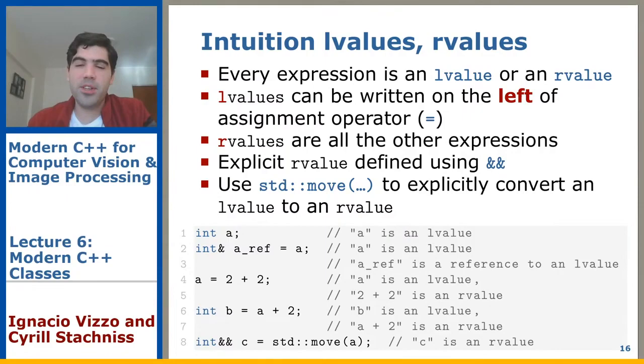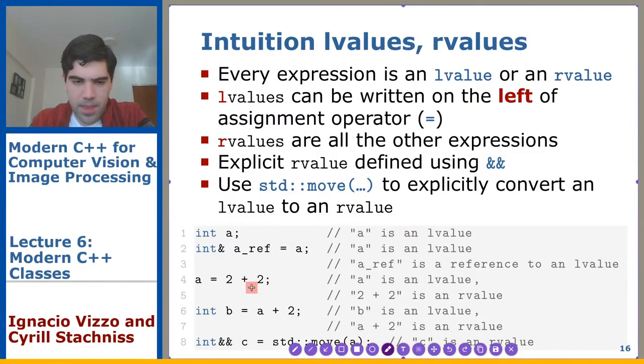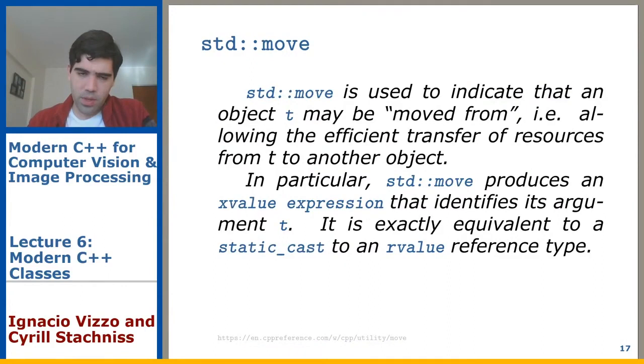And there is one utility function in the utility standard library, move, that will explicitly convert any L value to an R value. For example, in this case, this A here is a left value, but for some reason we want to convert it to an R value, then we will use this utility, and we will call this function over A, and then we will get an R value definition. So std move is used to indicate that an object T might be moved from. This actually means allowing efficiency in transferring resources from one object to another. In particular, it will produce an x value expression that identifies its argument T. It's exactly equivalent to a static cast to an R value reference type.